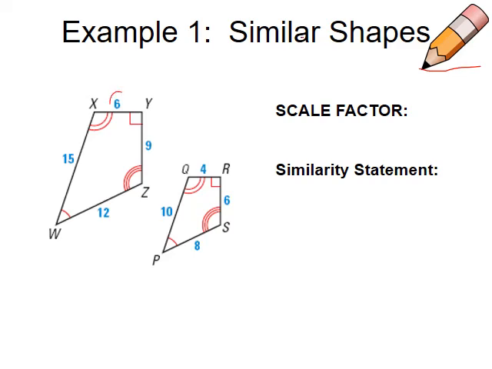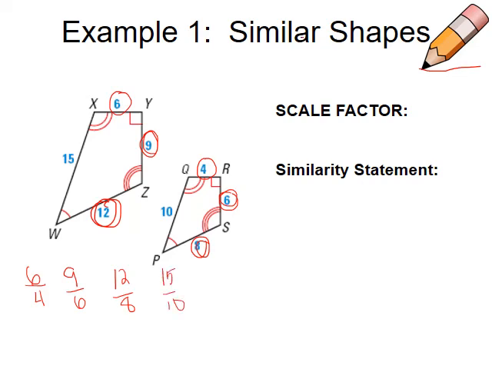I'm just going to start on the top, so 6 compares with 4, those two sides, so that's going to be my first ratio, 6 over 4. Then I also have 9, and that compares to 6, so my second ratio is going to be 9 over 6. And then we have 12 to 8, and last but not least, 15 to 10. And we always want to write ratios in simplest form.